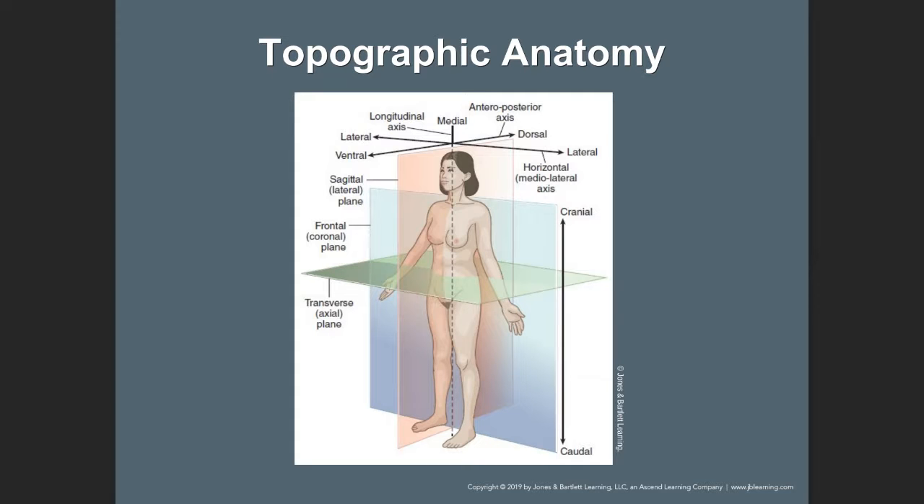There are also axes. So you have the anterior posterior axis, which is perpendicular to the coronal plane. You have the longitudinal axis, which is perpendicular to the sagittal plane. And you have the horizontal, which is also referred to as the mediolateral axis, which is perpendicular to the transverse plane. Wherever these axis points are found in the body, it means some level of movement can occur or some level of rotation can occur.